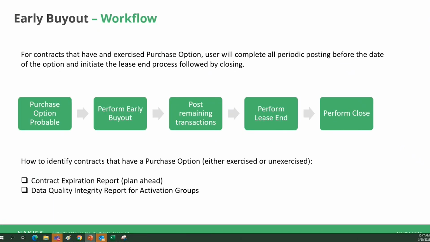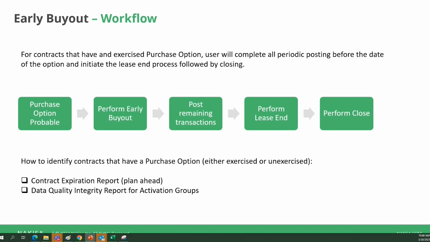With the purchase option, this is the other lease end term that we have available in Nakisa. Of course, similar to what we've seen for termination option, if you have such a term in your contract, you can add it. You can add it from the beginning. You can add it through the life of the contract, and you can reassess it later.